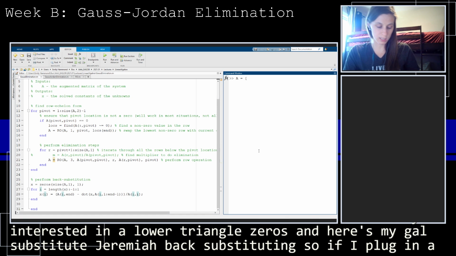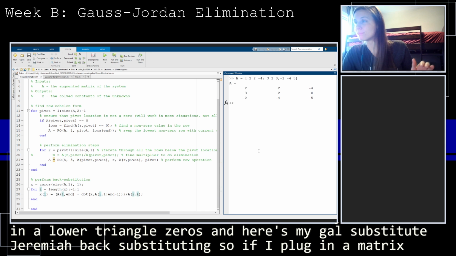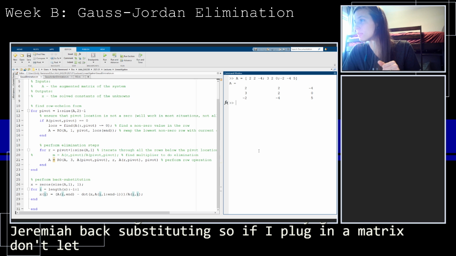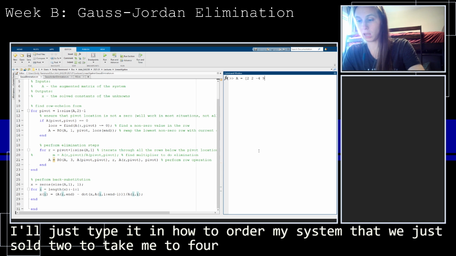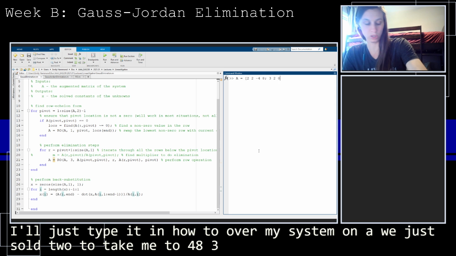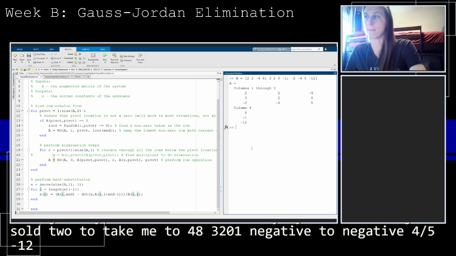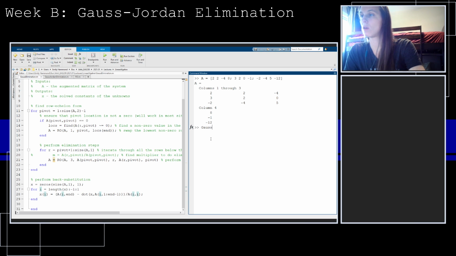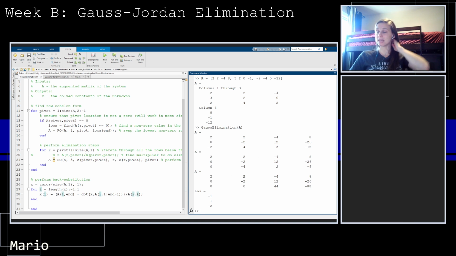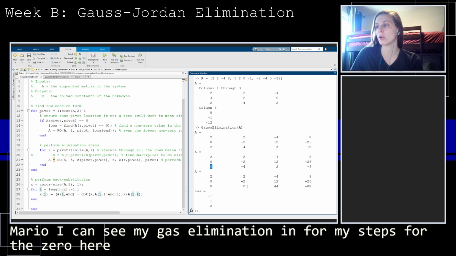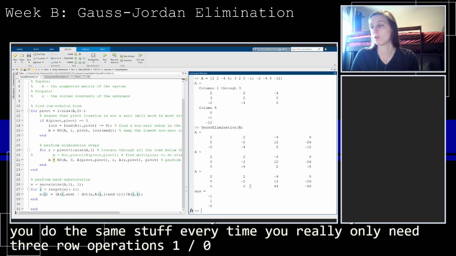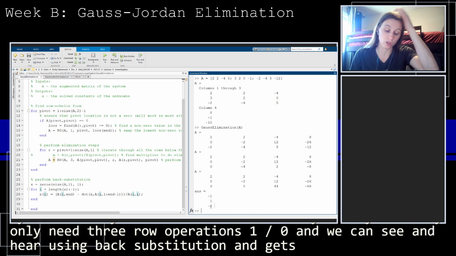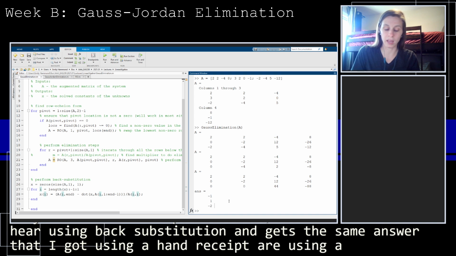So if I plug in an A matrix, there we go. Nope, that's not my augmented matrix. I'll just type it in. Let's do it for my system that we just solved: 2, 2, negative 4, 8, 3, 2, 0, negative 1, negative 2, negative 4, 5, negative 12. There we go. I can see my Gauss elimination performing my steps. Put a 0 here, a 0 here, a 0 here. If you have a 3x3 and you do those same steps every time, you really only need 3 row operations, 1 per 0. And we can see my answer. And here, using back substitution, it gets the same answer that I got using A inverse B.